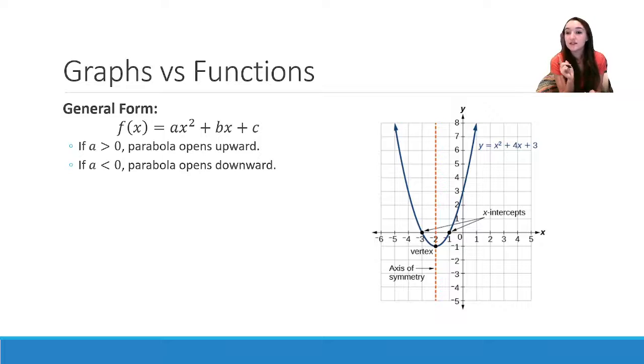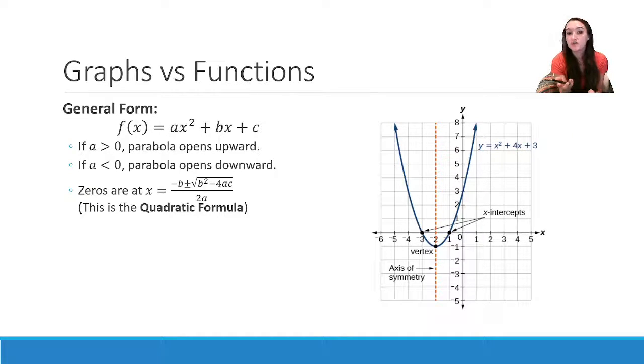First, if a is greater than 0, our parabola opens upward. If it's less than 0, our parabola opens downward. So here, yes, you're given the equation, but you can also figure things out without even needing the equation. I can see that this opens up, so I know that a would have had to be positive. Specifically, it is positive 1, so we can see that that works out.